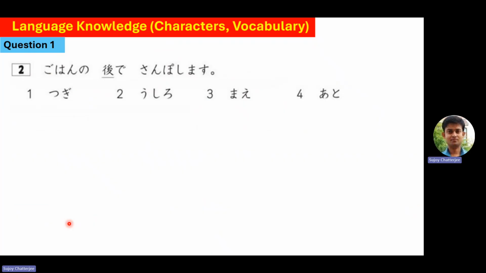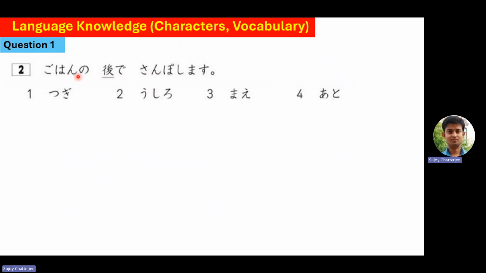Second question. Gohan no kanji de samposhimasu. So samposhimasu means taking a walk. We have done this verb samposhimasu. So this is taking a walk. And gohan is a meal. It can be either dinner, it can be lunch, or a meal. So gohan no dash de samposhimasu.